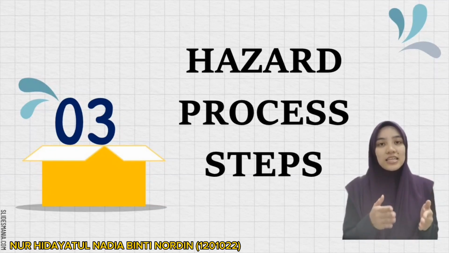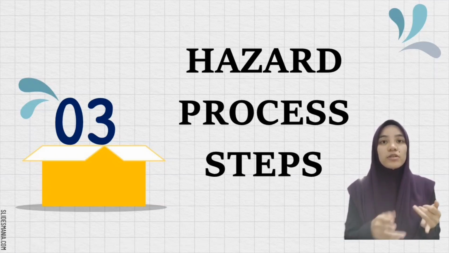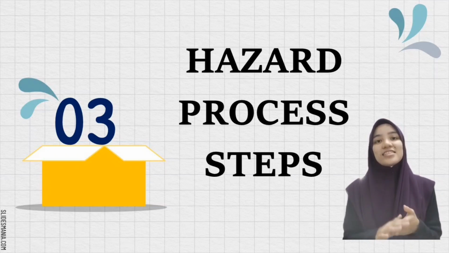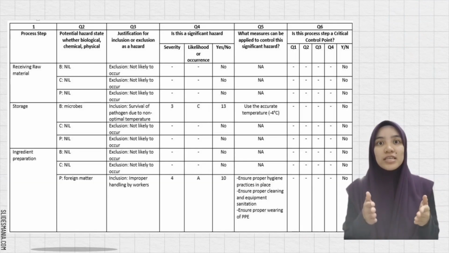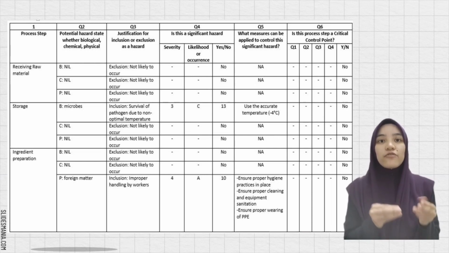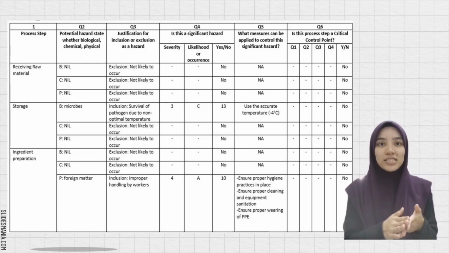Next is the hazard in process step. On the process step, we need to find the hazard from the receiving of the material until the distribution. So we go to the first process step, which is receiving raw material. There is no potential hazard found when the raw material is received.